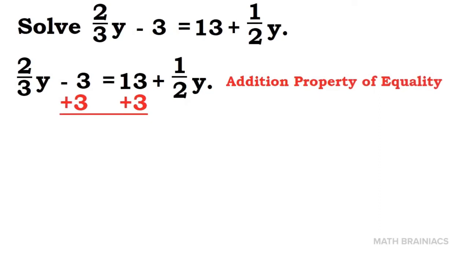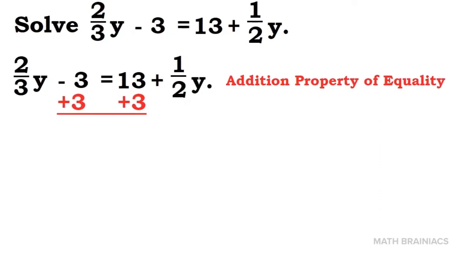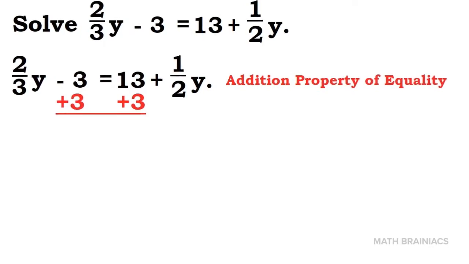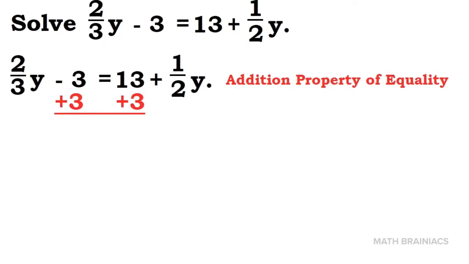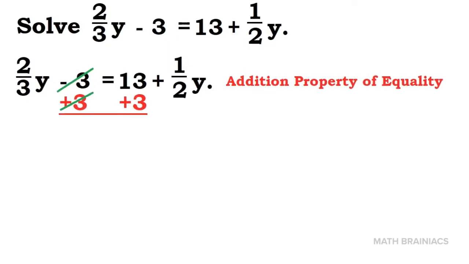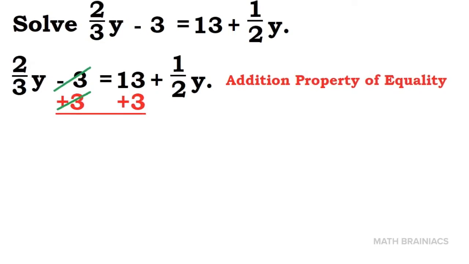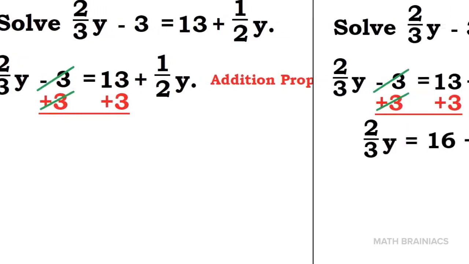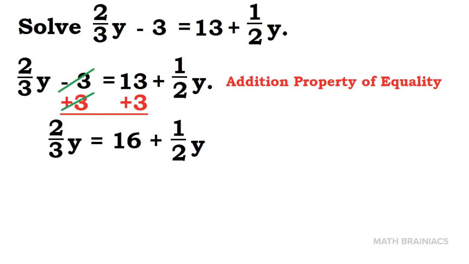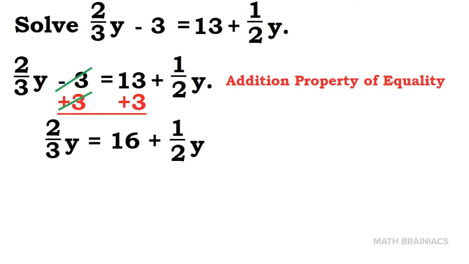Since we have subtraction on the left side of the equation, we can apply the addition property of equality. Therefore, we can add 3 to both sides of the equation. Moreover, we can cancel out the 3 on the left side of the equation, and we can work on 13 plus 3 on the right side. Accordingly, it will give us 2/3 y is equal to 16 plus 1/2 y.